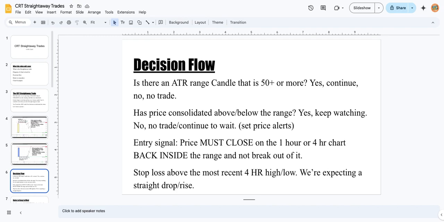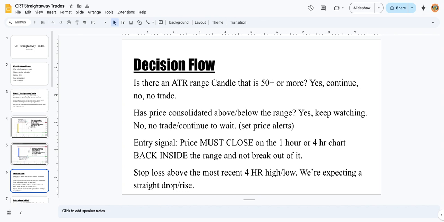First thing we're looking for: is there an ATR range that is, I like 50 pips or more. Okay, 50 pips or more is my preference. If yes, continue. If no, there's no trade. The next question we have to ask ourselves: has price consolidated above or below the range? If yes, we just keep watching that pair. And if no, we just continue to wait.